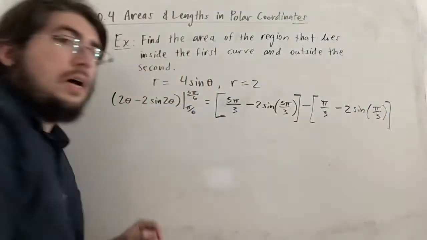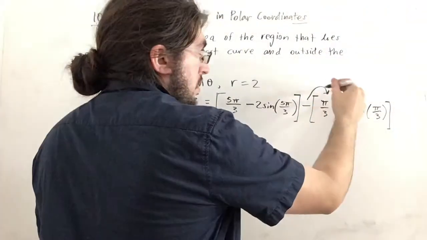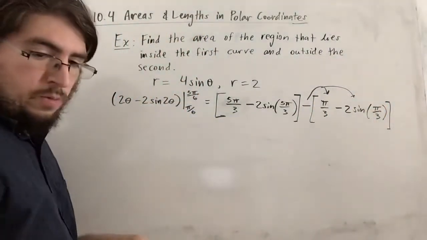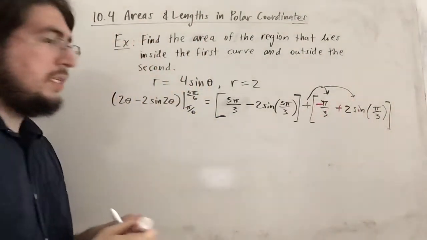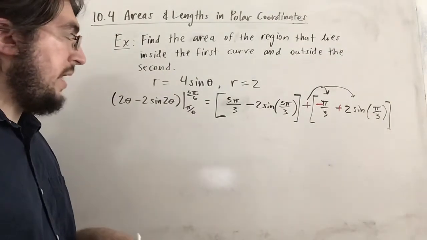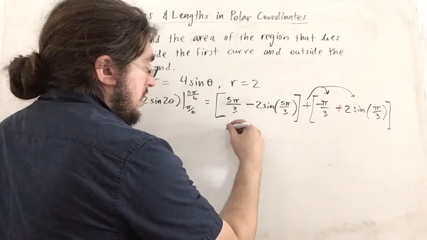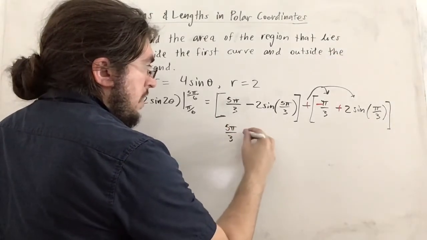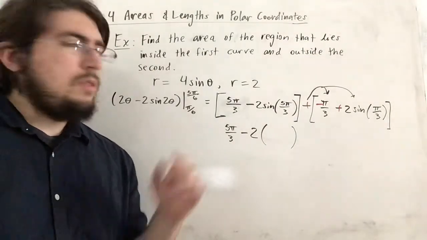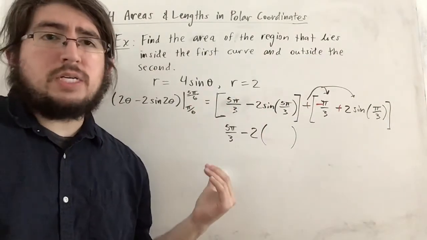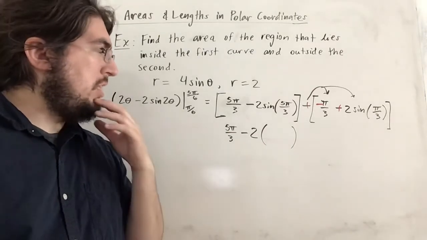Perfect. Awesome. So now what? Well, if we distribute this negative, we'll notice that this becomes negative and this becomes positive. So let me just change that to plus so we don't get confused with too many negative signs. So let's see. This is going to be 5 pi over 3 minus 2 times sine of 5 pi over 3. Well, 5 pi over 3 is in the fourth quadrant. Sine is negative in the fourth quadrant from what we just saw with the unit circle.